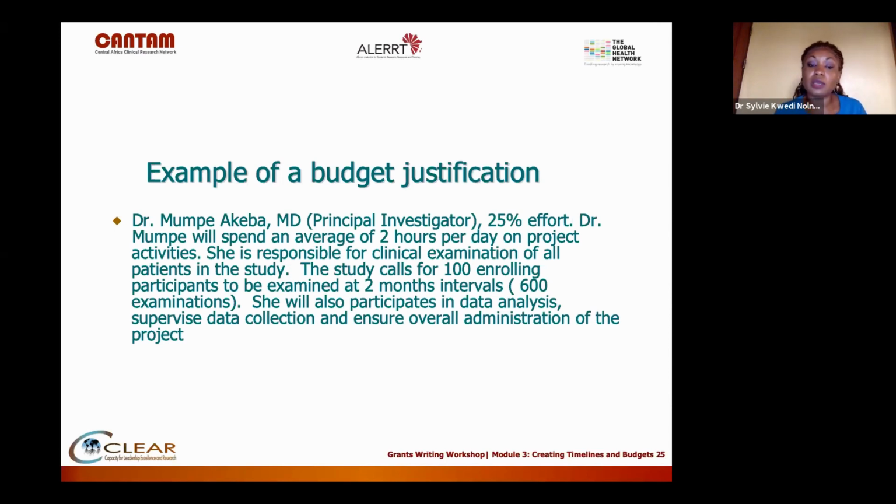She's responsible for clinical examinations of all patients in the study. The study calls for 100 enrolling participants to be examined at 2 months interval. So altogether, she'll have 600 examinations to do for the period of the study. She'll also participate in data analysis, and she will supervise data collection and oversee the overall administration of the project. By explaining it this way, the reviewer will have confidence that, yes, okay, 25% effort is okay. This is an example of justification.